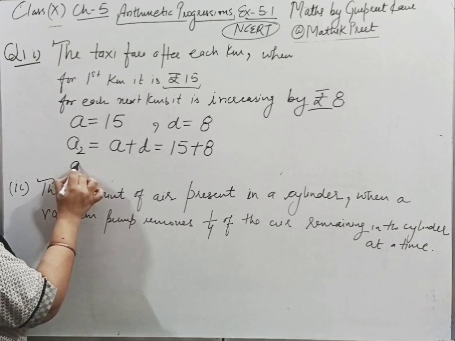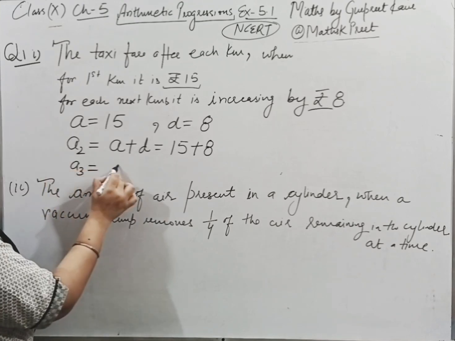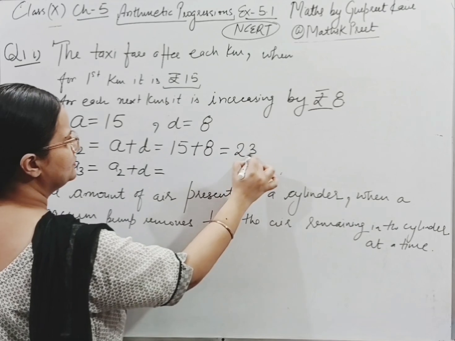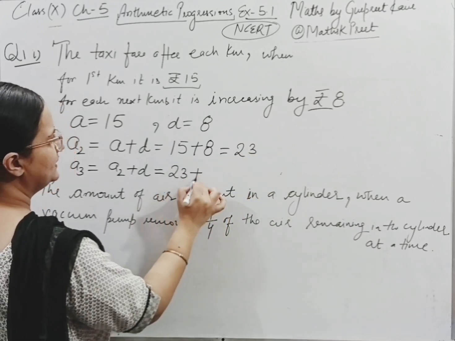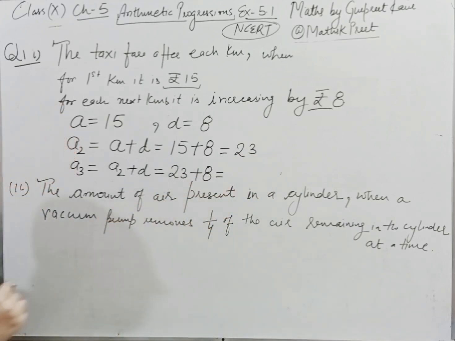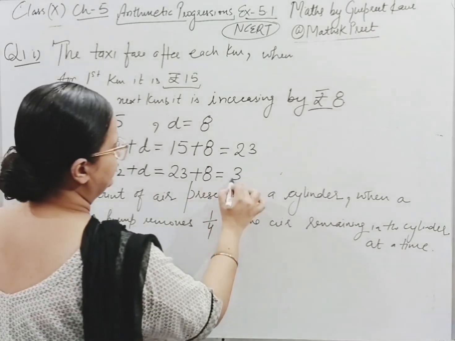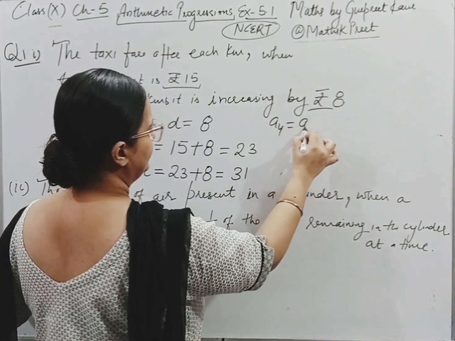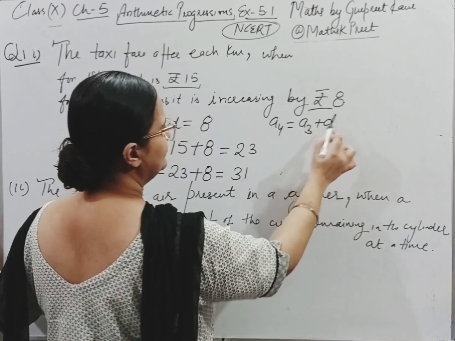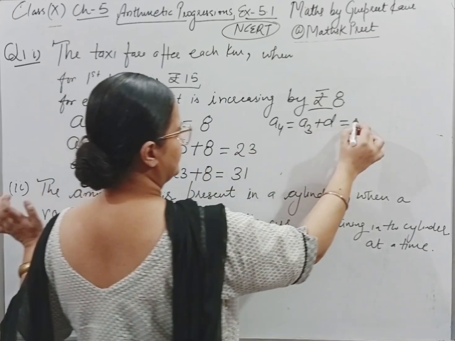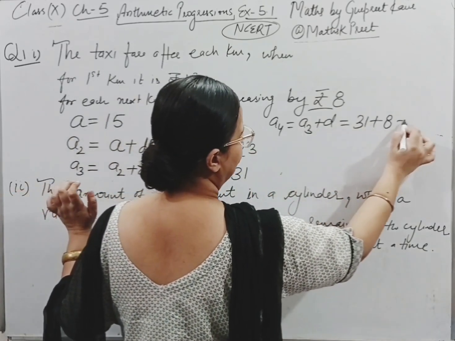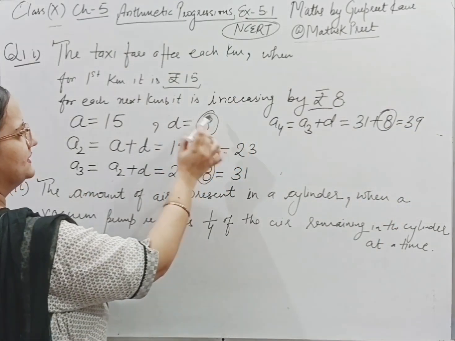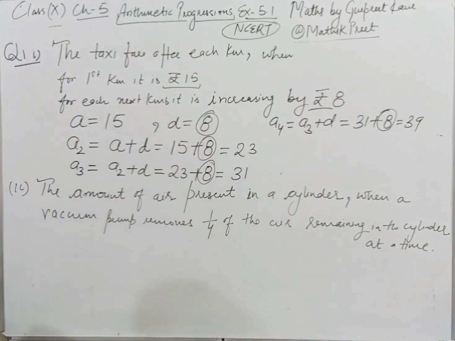So a3 will be what? a2 plus d. So what is my a2? a2 is 23. So I will get 23 plus 8 again. Fine. So I will get 31 here. Similarly, to get a4, I will write a3 plus d, the preceding term plus the common difference. So 31 plus 8, I will get 39. So every time I am adding this amount which is given to us for the additional kilometer.